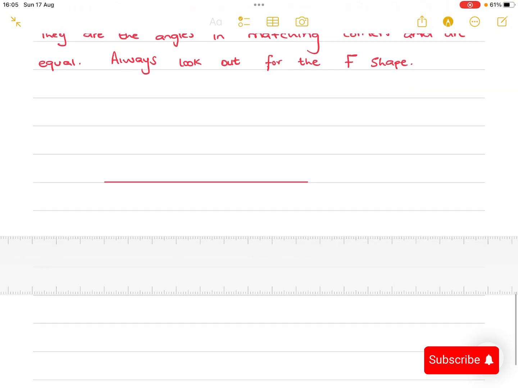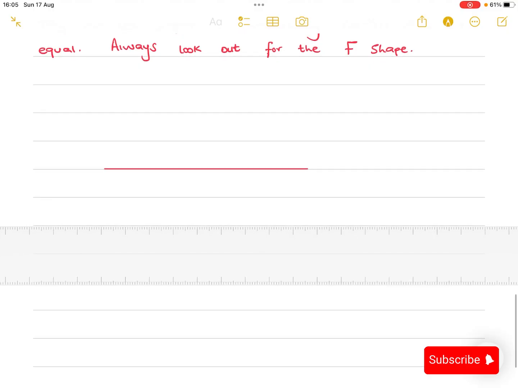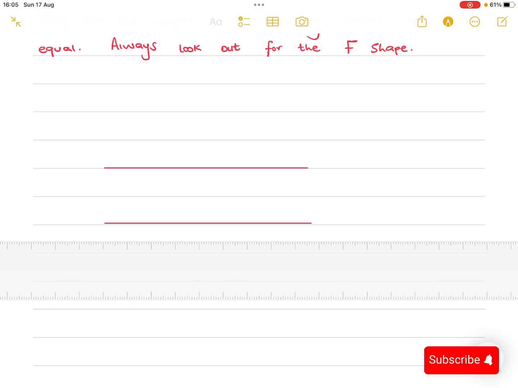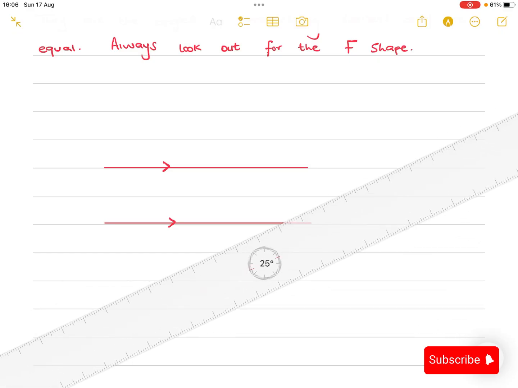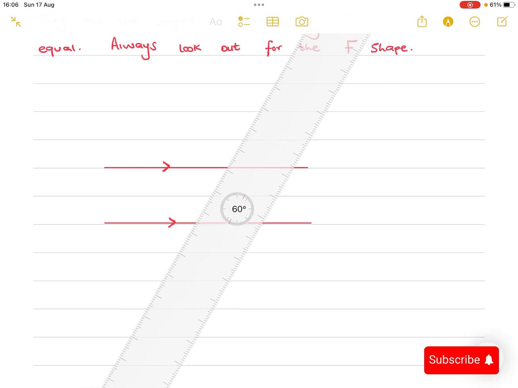Okay, my lines here are parallel. Let me put it here like this. Make sure that you don't just conclude that lines are parallel. Lines are parallel when indicated by this arrow. Now this emphasizes that these two lines are parallel. And when we talk of transversal, we are looking at this line that catches these parallel lines.